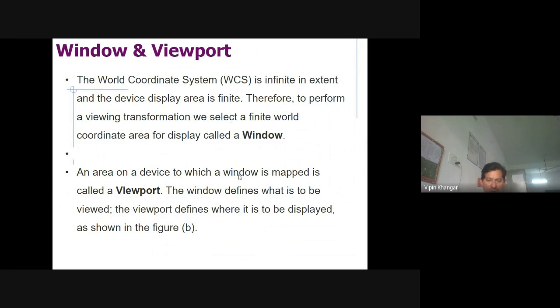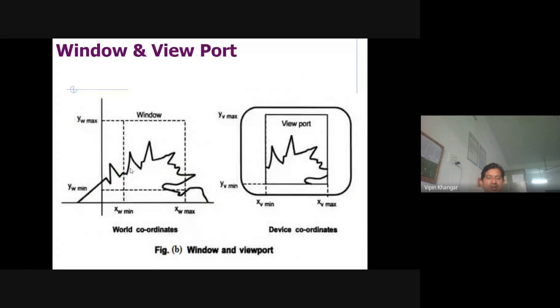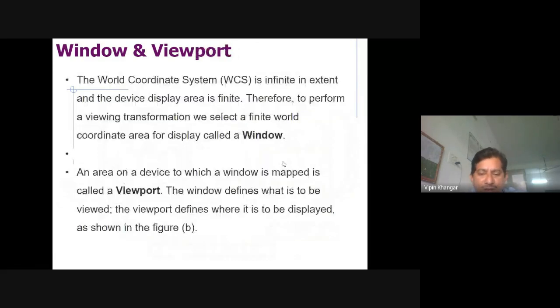Next is the area on a device to which a window is mapped. This is the second diagram. The window area has to be mapped onto our display. This is the screen, made of pixels, for example 1024 pixels. Inside it we define a viewport where this particular window is going to be displayed. The window defines what is to be viewed, and the viewport defines where it is to be displayed. This is the difference between the two.